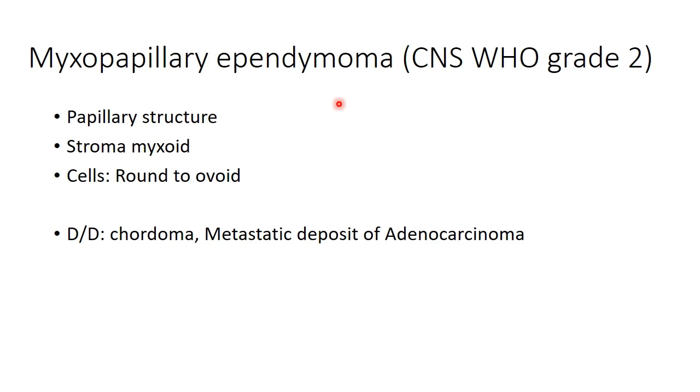Now coming to myxopapillary ependymoma, this was previously called a CNS WHO grade 1 tumor, but is now called a CNS WHO grade 2 tumor. They also have papillae, but the stroma is variably myxoid. The cells appear to be round to ovoid. Quite similar looking are a chordoma and a metastatic deposit of an adenocarcinoma, so they do come under the differentials.